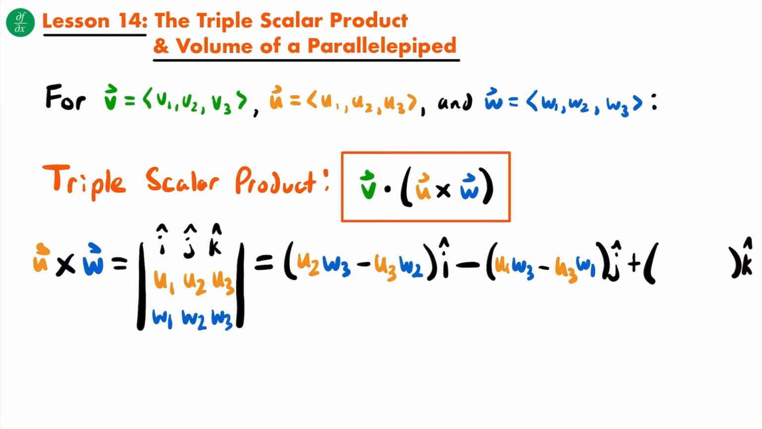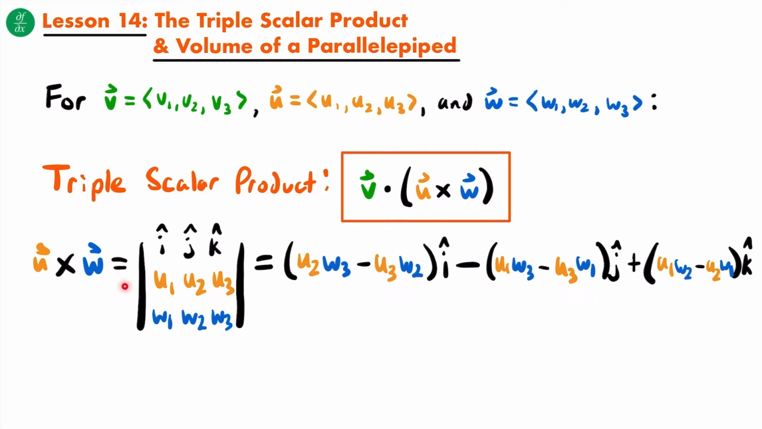For this 2x2 determinant, which will be multiplied by vector k, let's look at k in our matrix here. We'll cross out the row and the column that it's in, and then use these four values to calculate a 2x2 determinant. So we'll have u1 times w2 minus u2 times w1. That right there is the cross product of vector u and vector w.